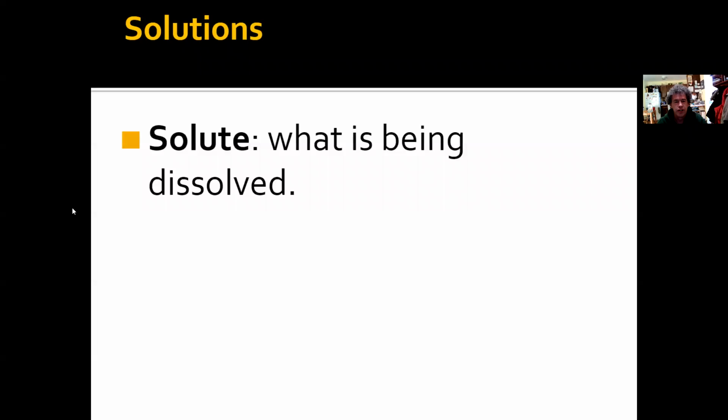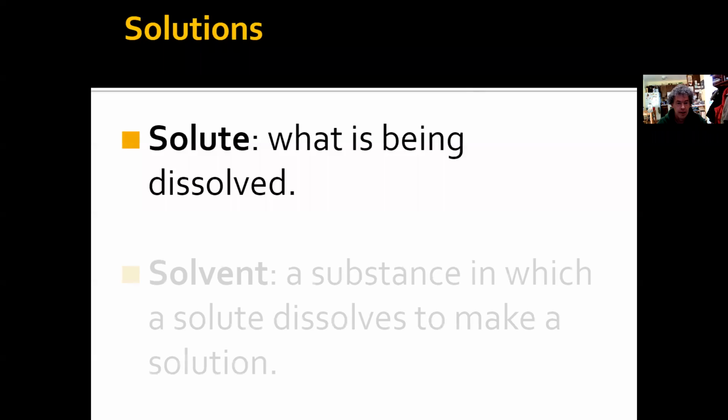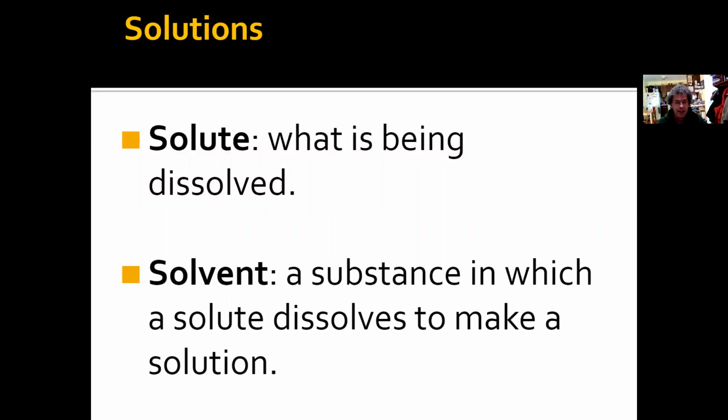Now, just terminology wise, in a solution, what's called the solute is the thing that is being dissolved, whereas the liquid doing the dissolving is known as a solvent. So if you put salt into water and dissolve it, the salt is the solute and the water is the solvent.